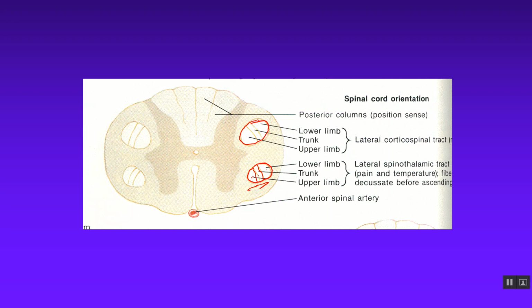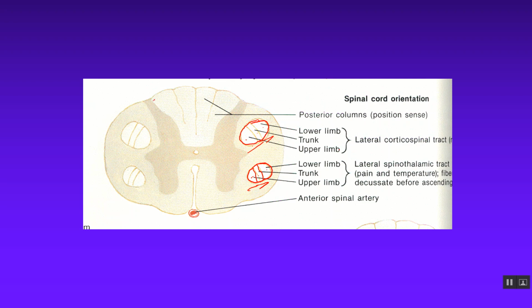lateral corticospinal tracts. This is a motor pathway, and it has the same kind of layering of upper limb, trunk, and lower limb in this medial to lateral arrangement. This is going to be significant when we start talking about spinal cord injuries and how they affect, especially what we call central spinal cord injuries that affect the center part of the spinal cord.